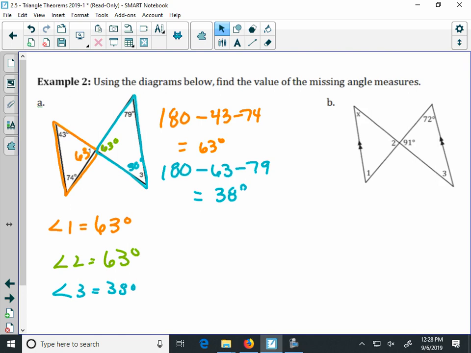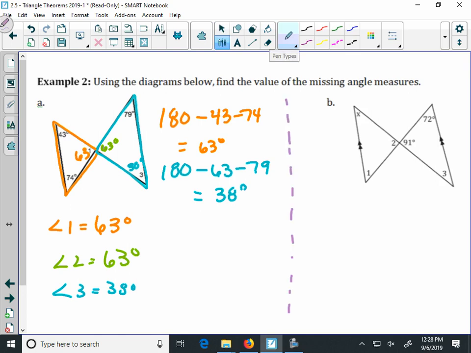If we take a look at B, similar kind of concept. We need to find angle 1, angle 2, angle 3, and angle X. Which one do you want to find first? There's two that we can find right away. Good. How'd you find angle 3? 180 minus 72 minus 19.